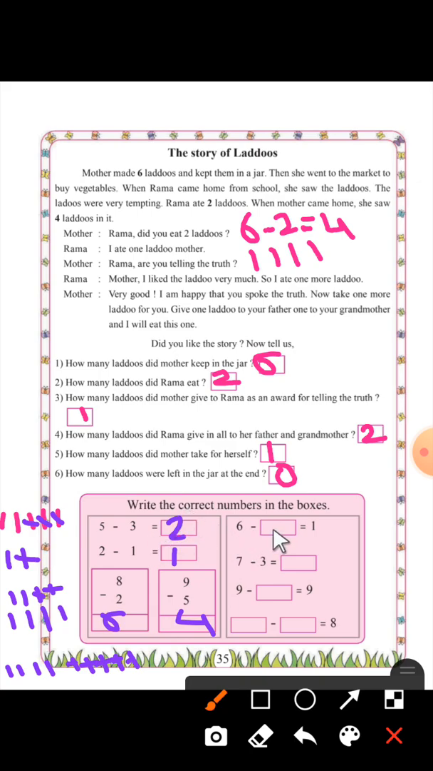6 minus which number? So we will get the answer 1. 6 minus 5. So we will get 1. 7 minus 3 is equal to 1, 2, 3, 4, 5, 6, 7 minus 3. 1, 2, 3. So the answer is 1, 2, 3, 4.